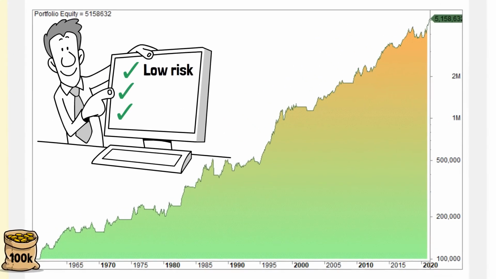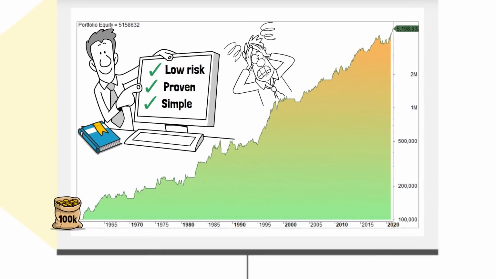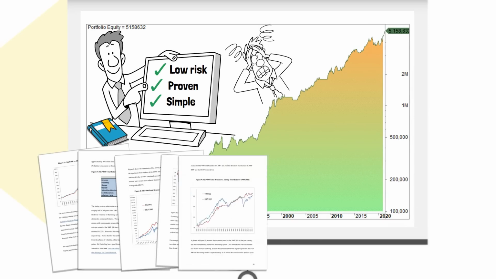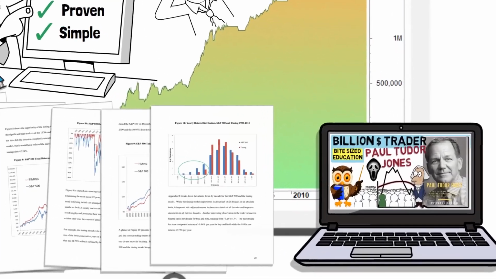The strategy is backed by research and is so simple that it's easy to dismiss, proving that complexity is not always the answer. The research study was completed by Meb Faber in 2013 and is a core strategy piece of billionaire trader Paul Tudor Jones.